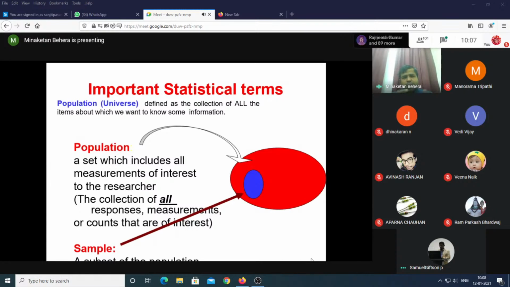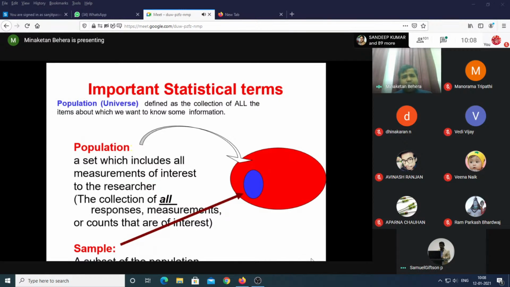Now if you go for a sample, it means a part of the population. You don't have time, you don't have the cost to cover the whole Kondh community, or the tribal or scheduled tribe community. Suppose you want to work on the Musahar community in Bihar, a scheduled caste community. In that context you can take the whole population, which is called a census. But if you don't have the cost and time, you will take some part of that. That is called a sample.